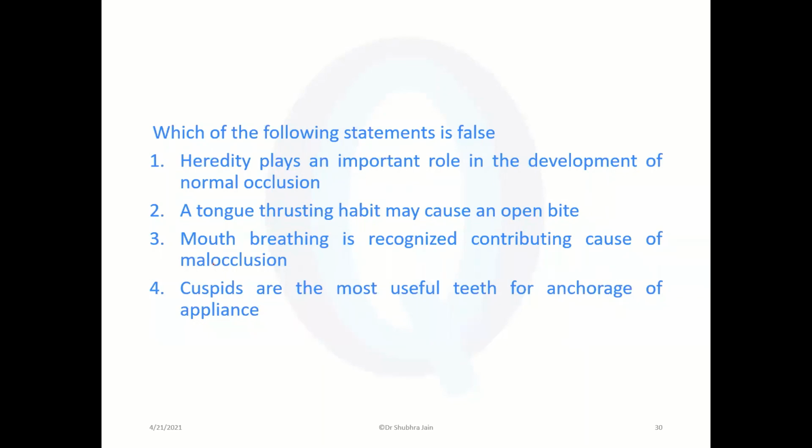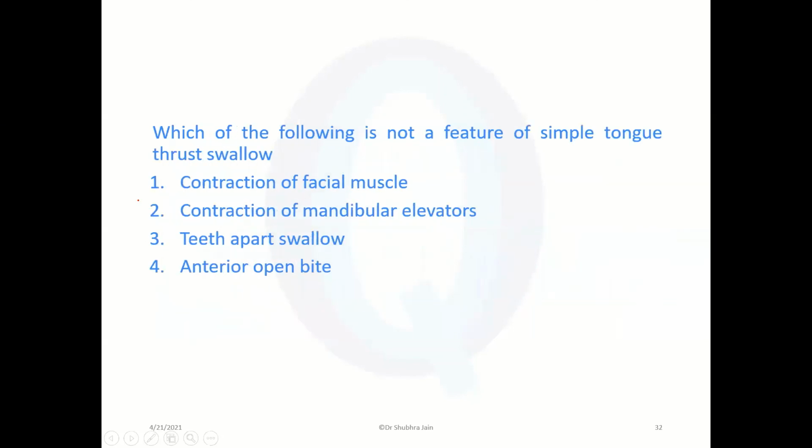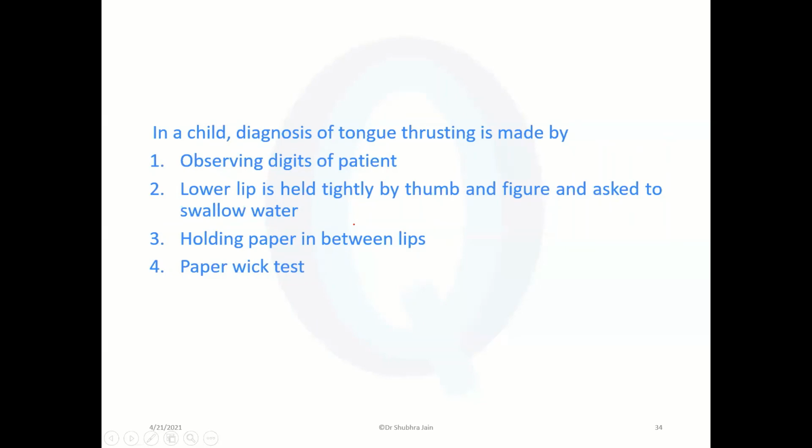Yeah, because molars are the most useful teeth. Yes, answer is D. Which of the following is not a feature of simple tongue thrust swallow? Now, this is a very good question. Just remember, except and not should be given special consideration. Yeah, teeth apart swallow. Teeth apart swallow means posterior teeth, okay? So you are understanding that.